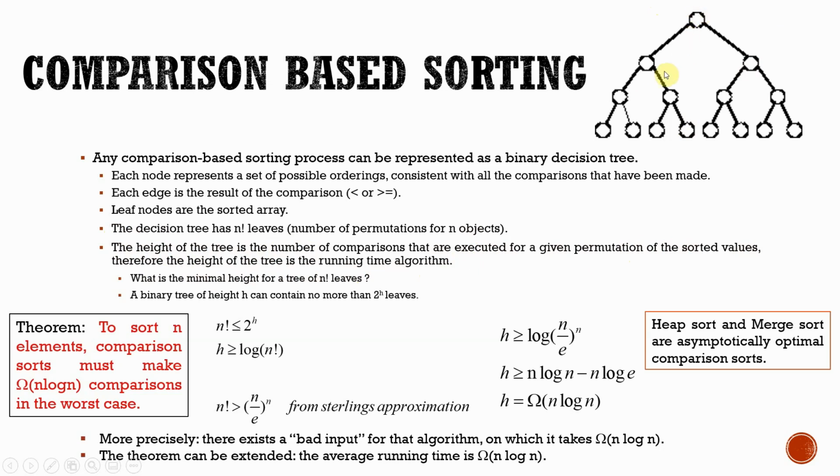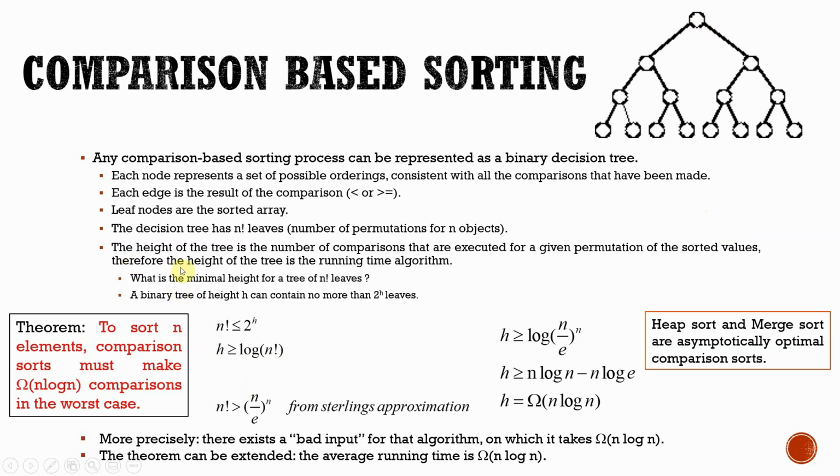Each edge that we pass is a comparison that we make, right? So the height of the tree, which is the length of the path from the root to the deepest leaf, represents the worst case runtime of the sorting algorithm. It basically tells us how many comparisons we have to make in the worst case to get from the initial array to the sorted array.